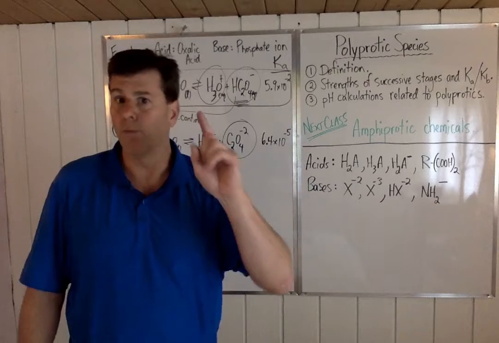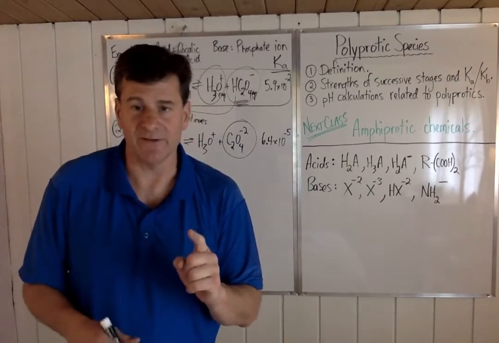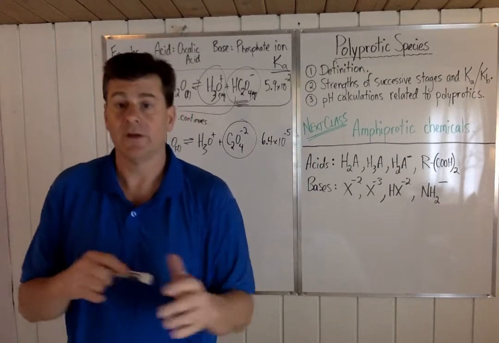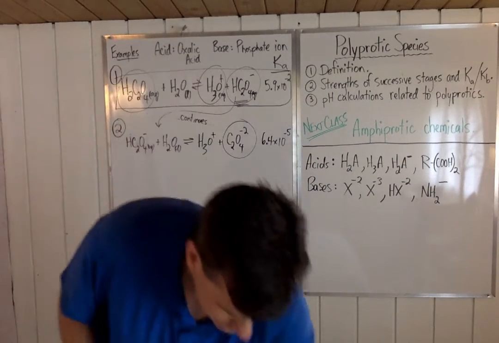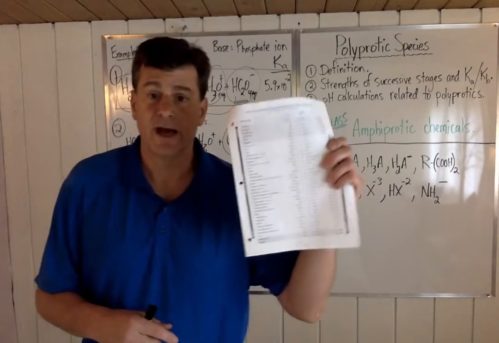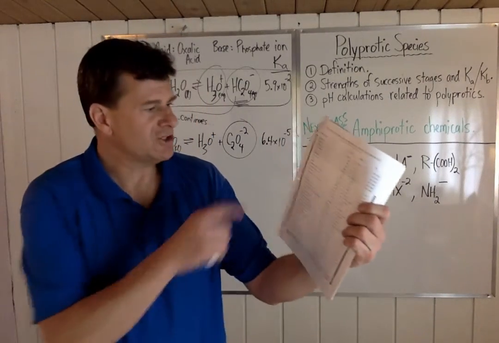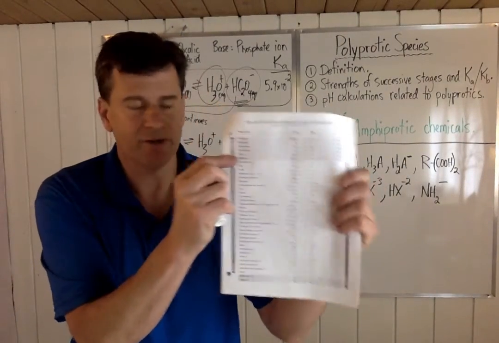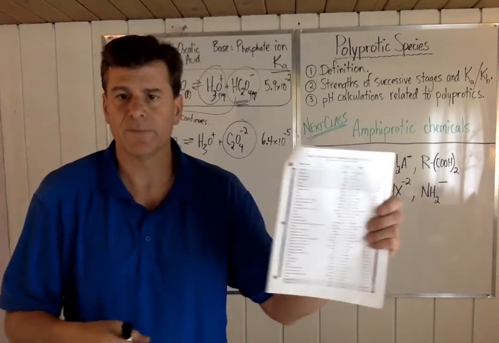Now, there's one situation out of the thousands of situations you might have. You may have a solution of sulfuric acid. Now, I'm not going to go through this one. I'm just going to say it to you, that you might actually have to calculate for the second stage. In which case, you look at your table here, and sulfuric acid is right here, H2SO4.